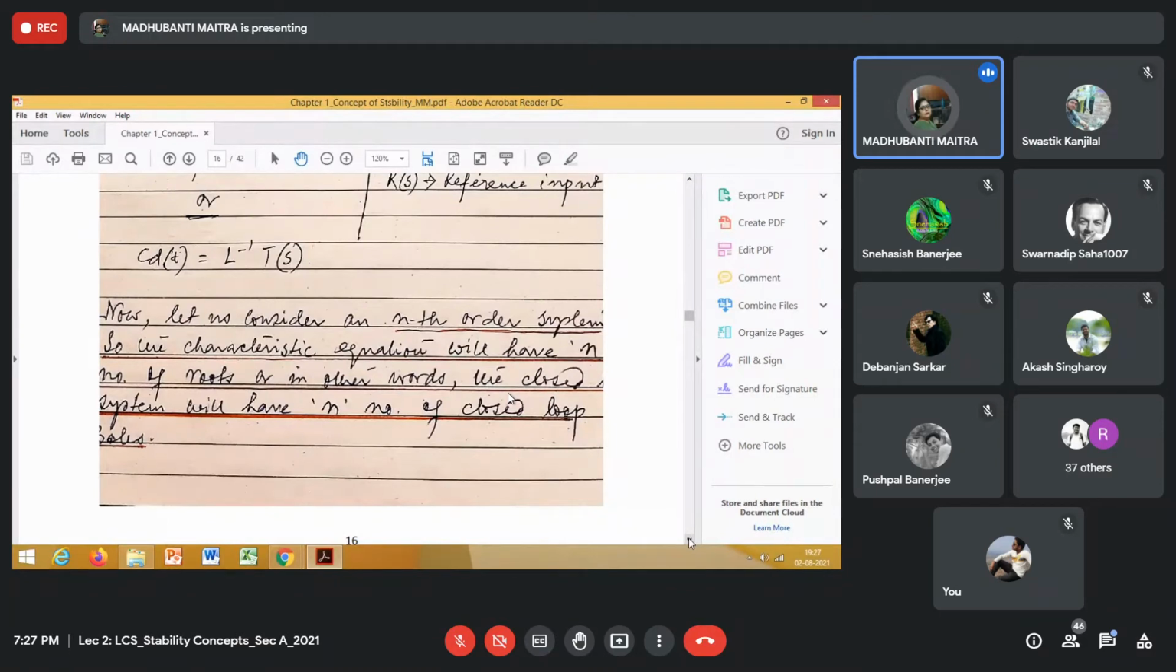So there are n number of roots of the characteristic equation, and hence from this discussion it's clear that the roots of the characteristic equation are identical to the closed loop poles of the system. So we can use these two terms, that means closed loop poles of a system or roots of the characteristic equation of the system, synonymously or interchangeably.